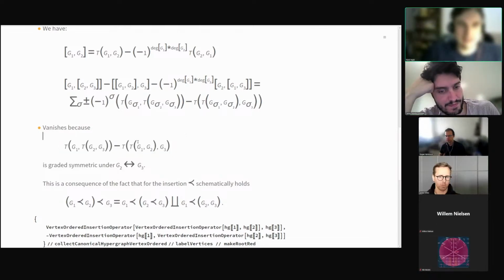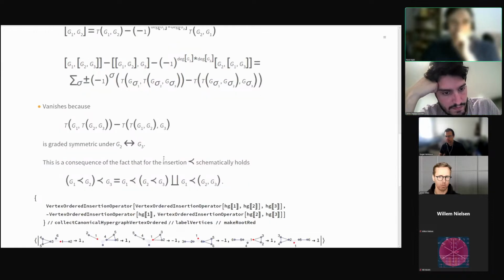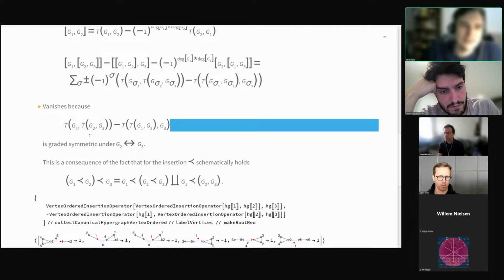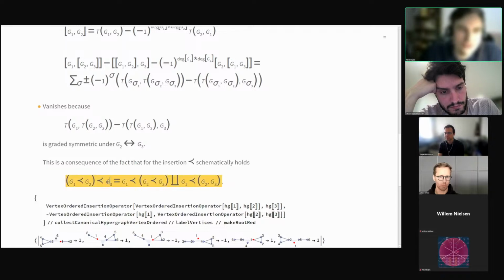So this is it. And basically, this fact that this associator is symmetric is a consequence of the fact that, actually there should be some nice visualization of all this, which I still did not implement or find out. Basically, this symmetry here is a consequence of the fact that for the insertion, the following schematic relation holds, namely that if you are inserting G3 into the insertion of G2 into G1, it can happen only in two ways.